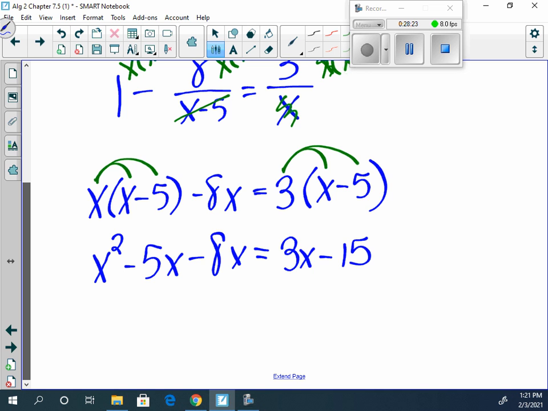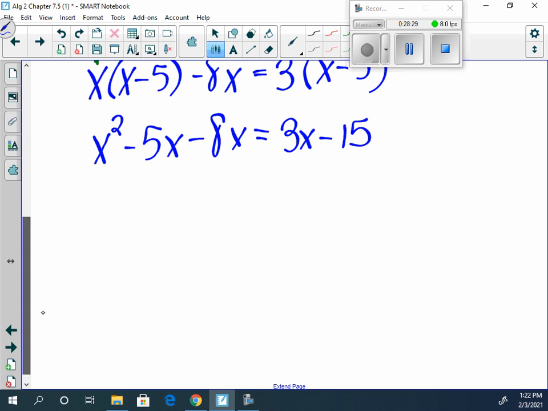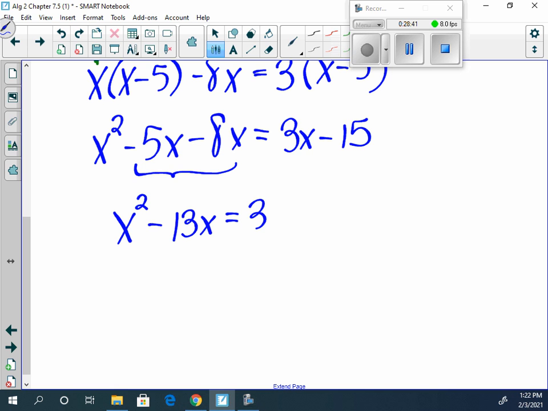Now at this point here, we can combine any like terms, and we do have a pair of like terms. Our pair of like terms are going to be negative 5x minus 8x. And negative 5x minus 8x would be negative 13x is equal to 3x minus 15. Now what can we do at this point here?